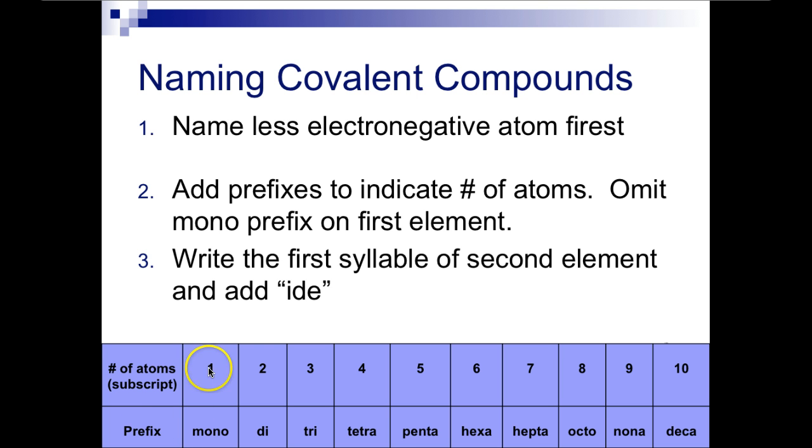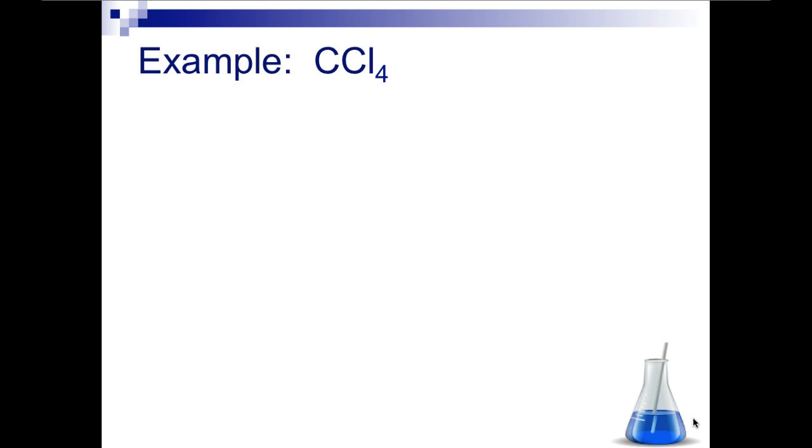So let's look. If your subscript is a 1, you're going to write mono in front of the element's name. If it's a 2, you're going to write di. If it's a 3, it's tri. If it's 4, it's tetra. If it's 5, it's penta. 6 is hexa. 7 is hepta. 8 is octa. 9 is nona. And 10 is deca. So what does that look like?